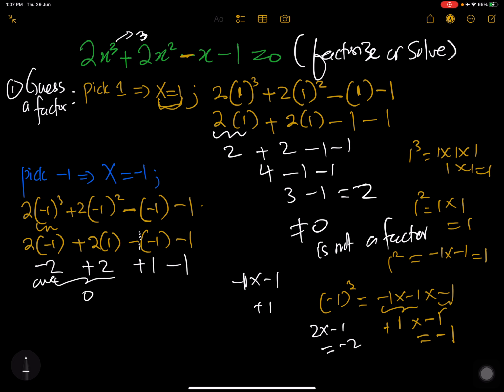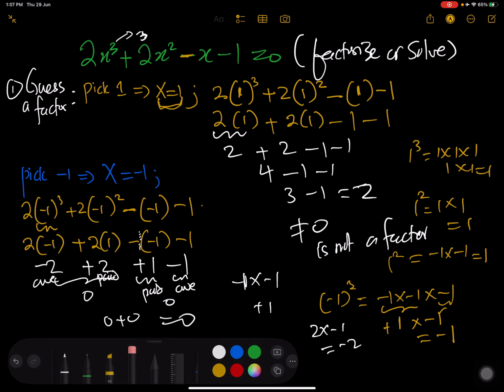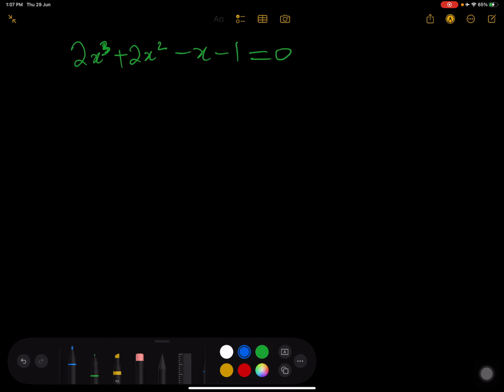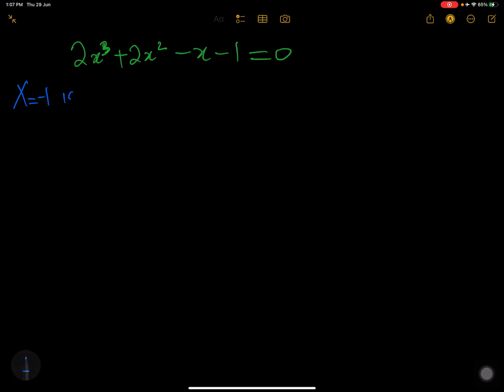Why? Because this is what we owe and we paid. This plus 2 is also what we paid, and we owed 1. So all 0. So 0 plus 0 is 0. So it means that x equal to negative 1 is a factor. So we're going to write the polynomial again. We have an equation which says that 2x cubed plus 2x squared minus x minus 1 is equal to 0. And we are saying that x equal to negative 1 is a factor. And if that's the case, then x plus 1 is that factor.